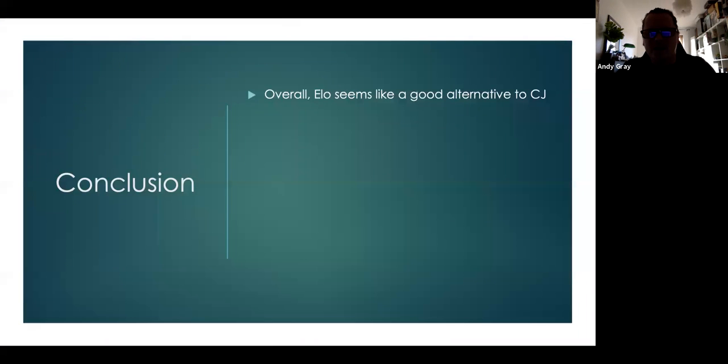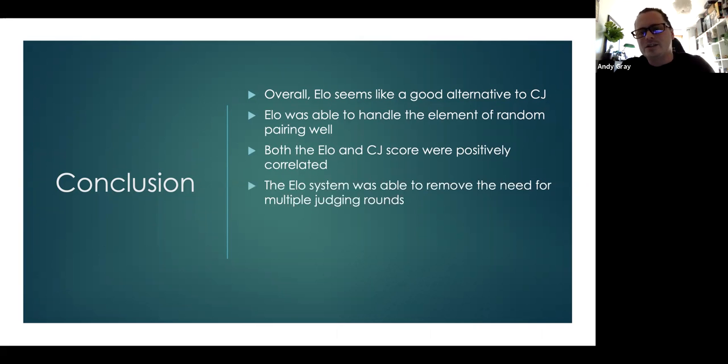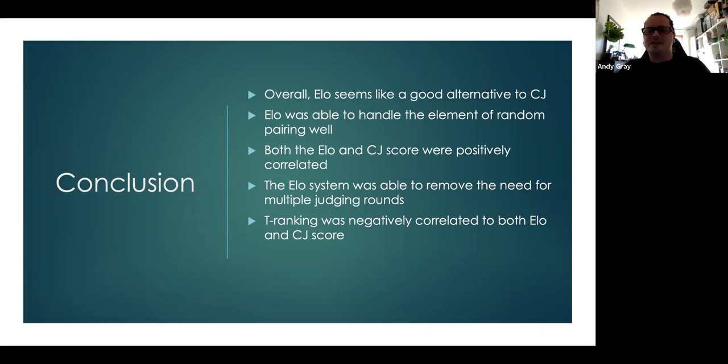So just to conclude then, overall, the ELO system seems like a good alternative to the comparative judgment, but a bit more study needs to be done to see how well it handles it. The ELO system was able to handle the element of random pairing well. Both the ELO and the comparative judgment scores were positively correlated. The ELO system was able to remove the need for multiple judging rounds. And the T ranking was negatively correlated to both the ELO and the CJ scores, showing that real world measures didn't really match up to what was happening within this.